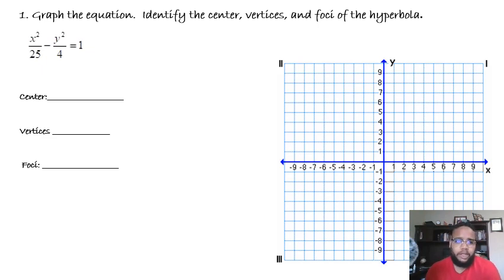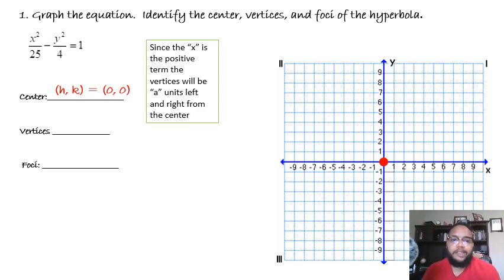Now the first thing that you'll notice is that the x squared is the positive term and the y squared is the negative term. This means that we're going to open left and right. Okay? Now, our H, K is 0, 0. There's no H there and there's no K there. There's nothing adding or subtracting with the X or the Y inside the square. So H, K is 0, 0. Just like that.